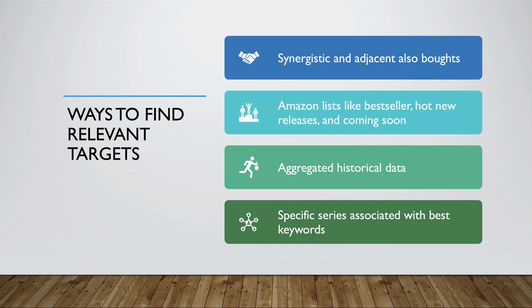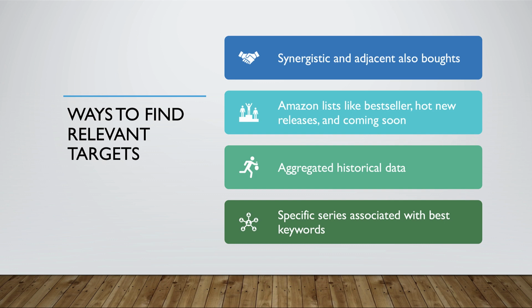Adjacent also-bots is looking at the also-bots of the books that have synergistic also-bots with you to see who has synergistic also-bots with them. It's like a tangled weave of spiders or something. That's one way. It's not even really the best way.